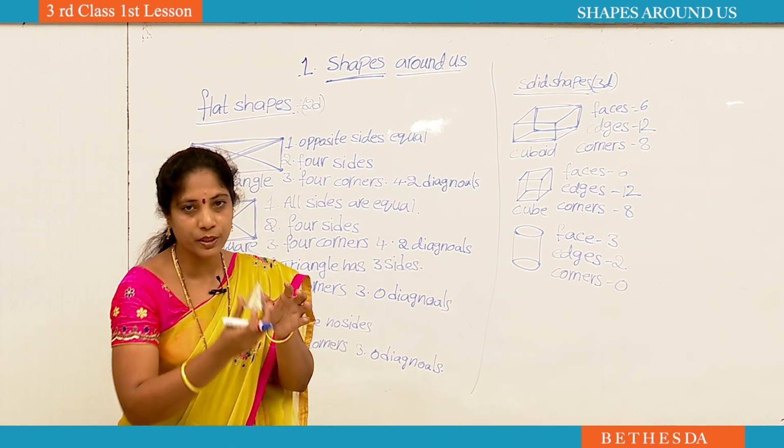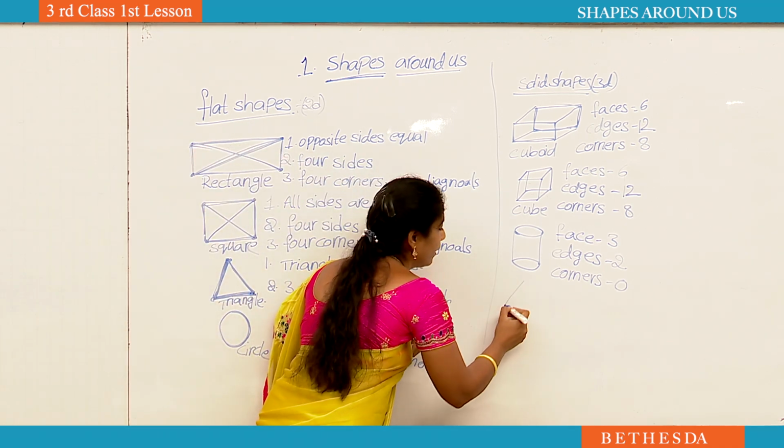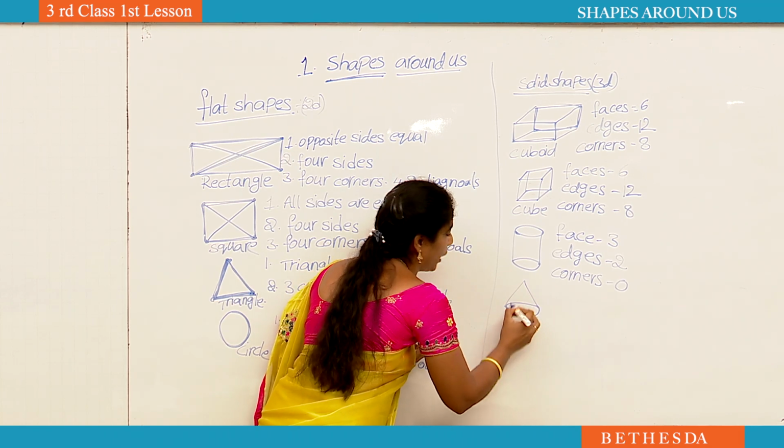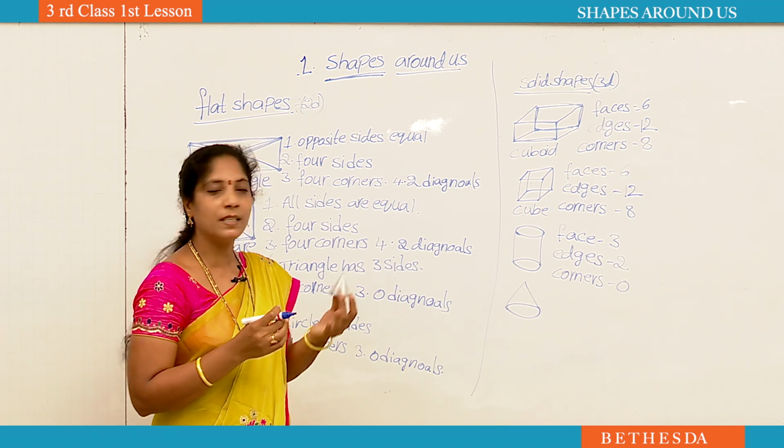See here, you can observe the cone. All of you observe the cone. Where did you see this cone shape? I think ice creams, mehandi cones. Maybe you observed it, this is a cone.